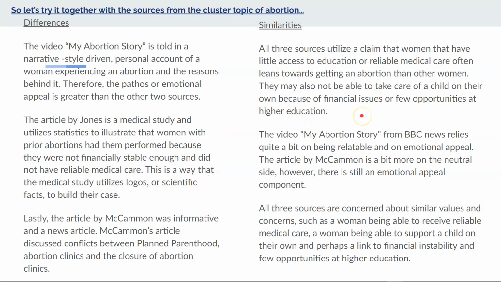In terms of similarities, I said that all three sources utilize a claim that women who have little access to education or reliable medical care often lean towards getting an abortion more than other women might. They may not be able to fully support a child on their own, maybe because of financial issues, few opportunities at higher education, or other influencing factors. I think that came up quite a bit.